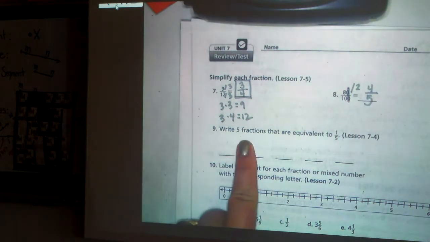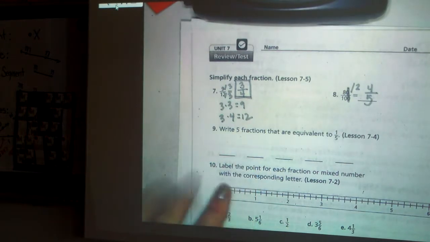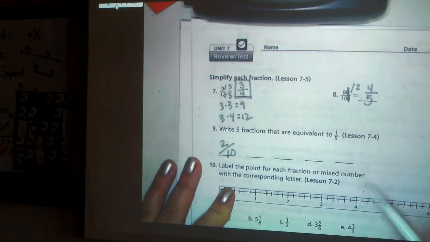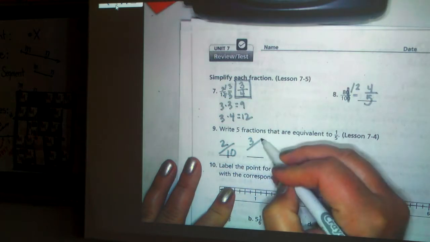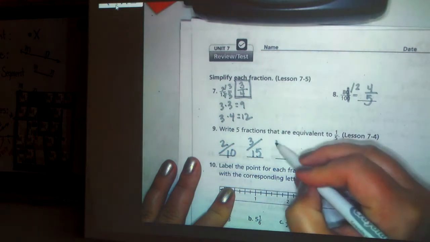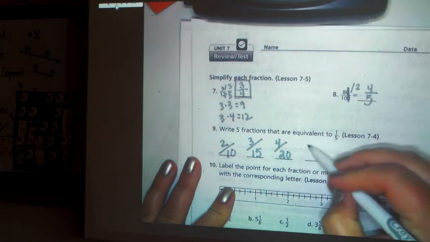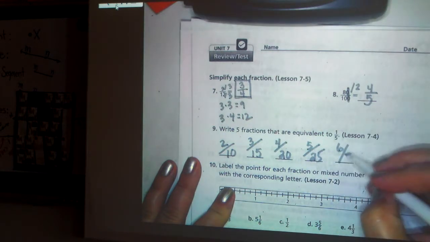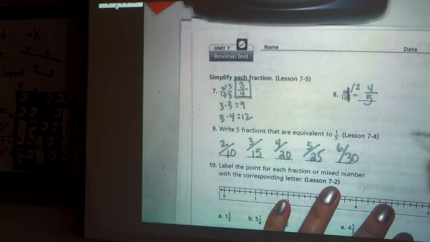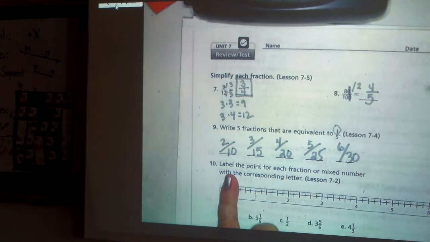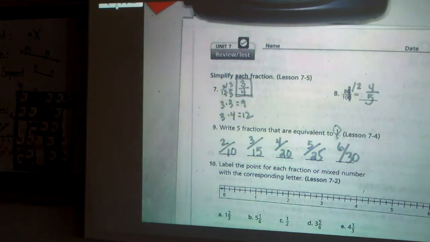All right. If we're looking for 5 fractions equivalent to 1/5, if I scale up by 2, my denominator becomes 10. If I scale up by 3, my denominator becomes 15. 4 is 20. 5 is 25. 6 would be 30. And what I'm doing each time is I'm scaling up by the numerator because this was a unit fraction.